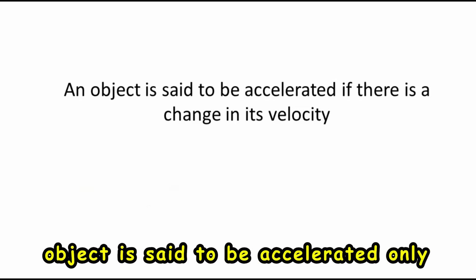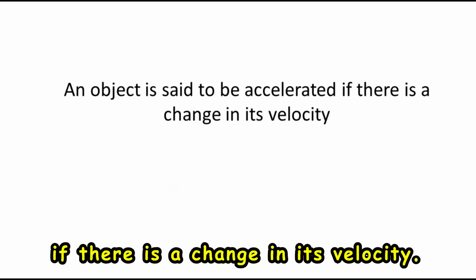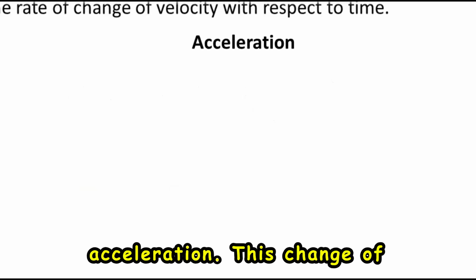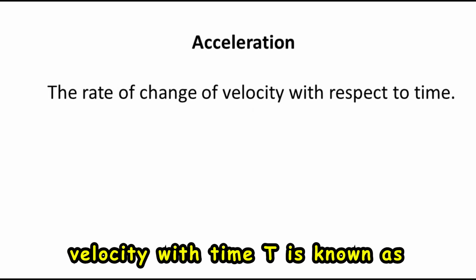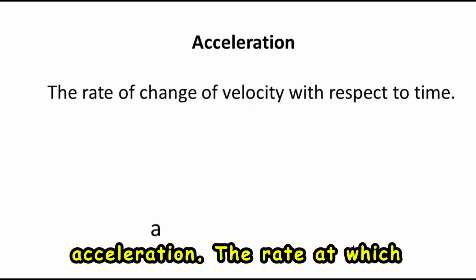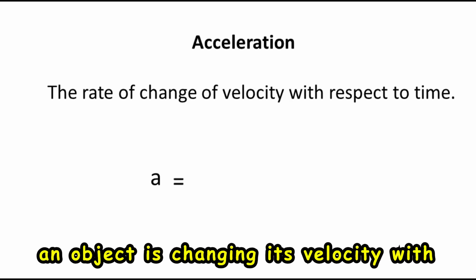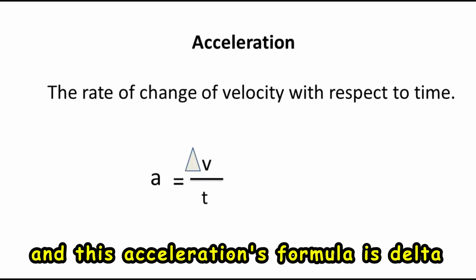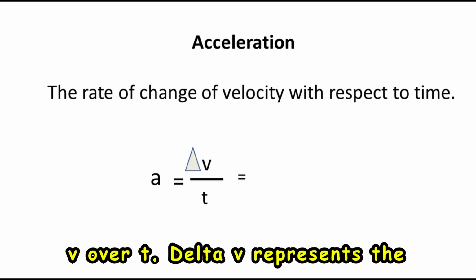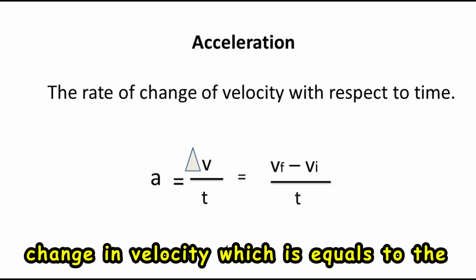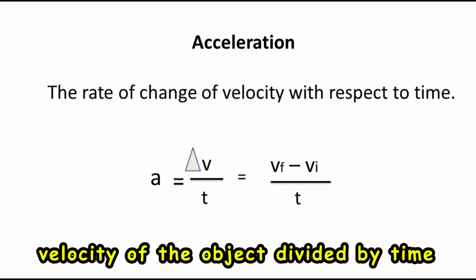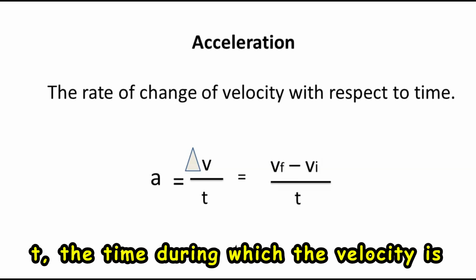An object is said to be accelerated only if there is a change in its velocity. So here comes the definition of acceleration. This change of velocity with time t is known as acceleration. The rate at which an object is changing its velocity with respect to time is known as acceleration, and the formula is delta v over t. Delta v represents the change in velocity, which equals the final velocity minus the initial velocity of the object, divided by time t, the time during which the velocity is changed.